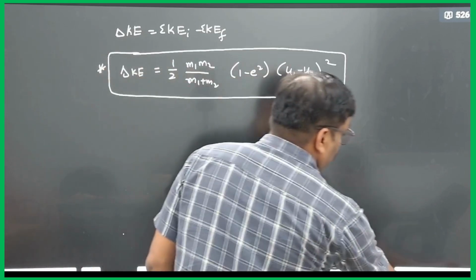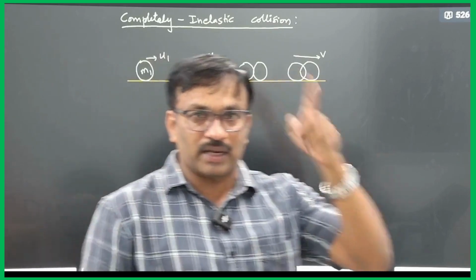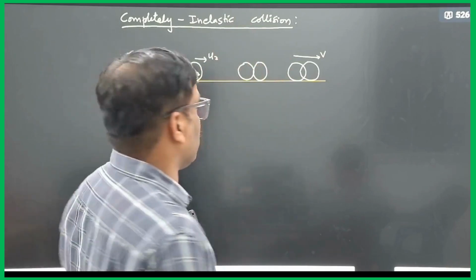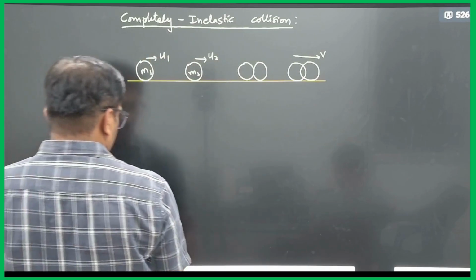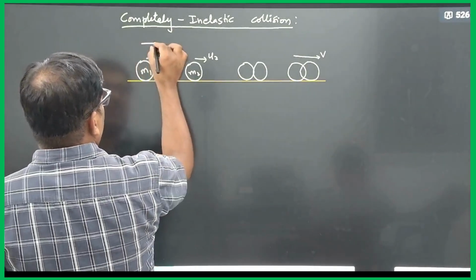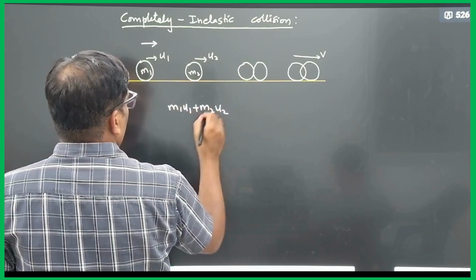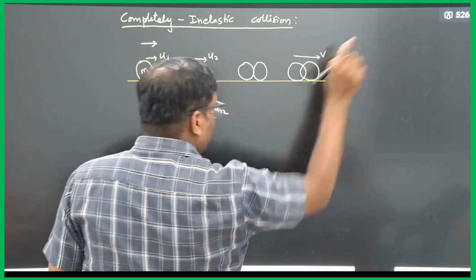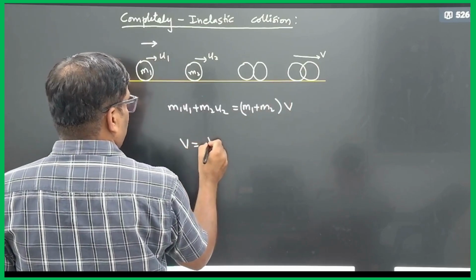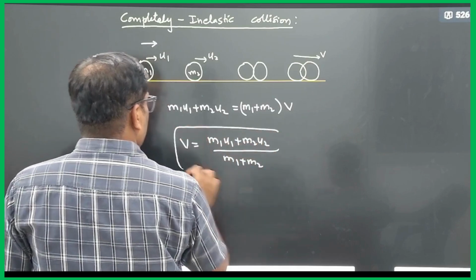Clear? Now we will do one more, that is completely inelastic, or perfectly inelastic, collision. Momentum is conserved in any type of collision, but in an inelastic collision kinetic energy is not conserved. Completely inelastic means after collision they move together. So m1 u1 plus m2 u2 equals m1 plus m2 into v, combined as a single entity. So the common velocity is m1 u1 plus m2 u2 by m1 plus m2.